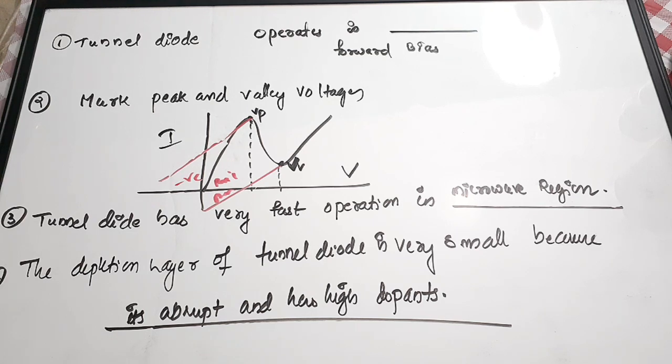Next, third question: a tunnel diode has a very fast operation in dash microwave region. These tunnel diodes are designed to have a tunneling effect of electrons in the microwave frequency range. So they have a very fast operation in the microwave region.